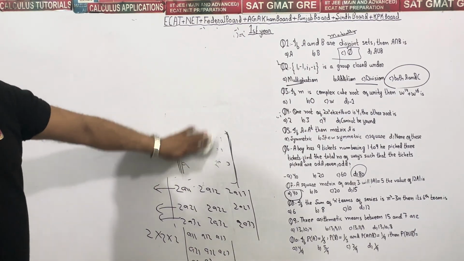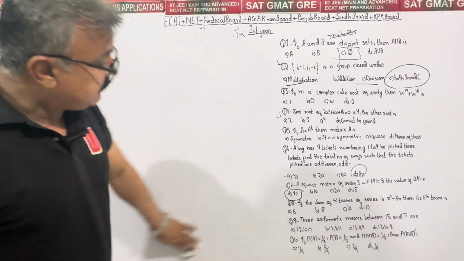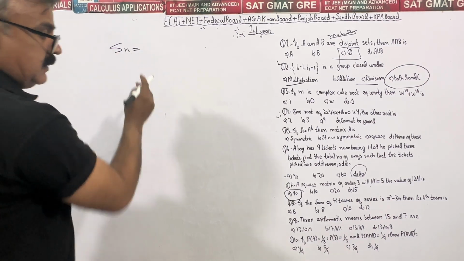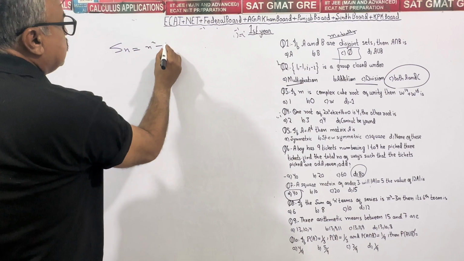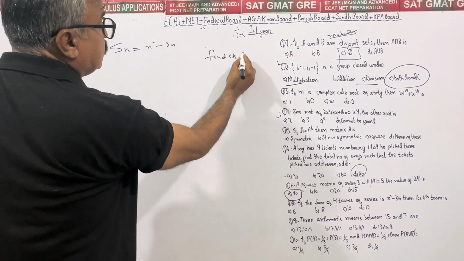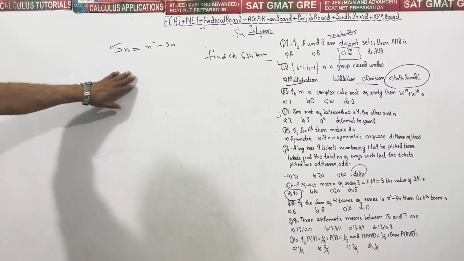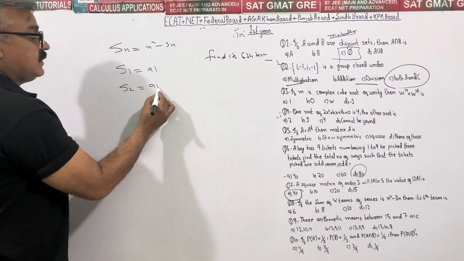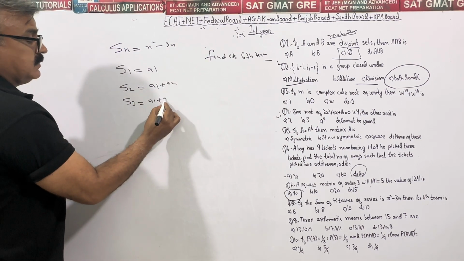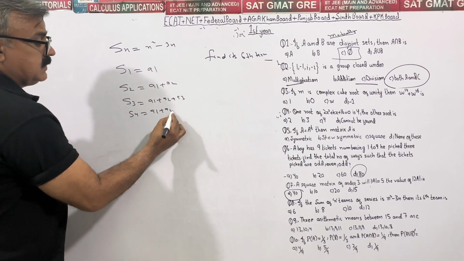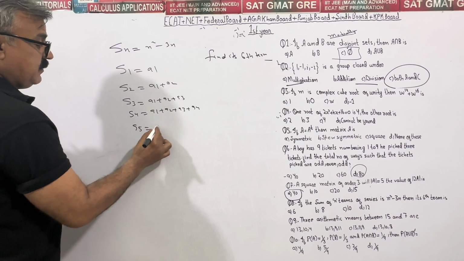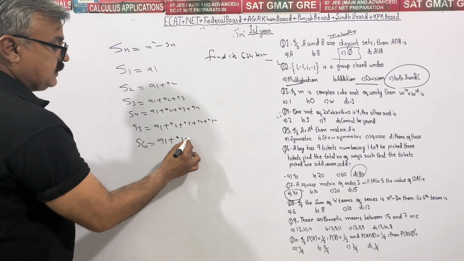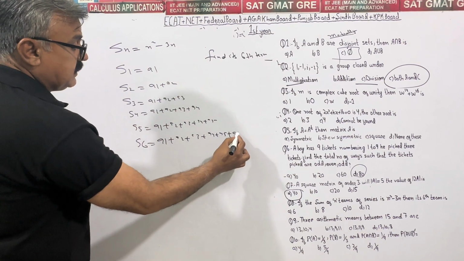Another good question from sequence and series. We have been given the sum of an AP and we are asked to find the 6th term. The sum of the series Sn is equal to n square minus 3n. Let's open up what the sum means. S1 means the sum of the first term, S2 the sum of the first 2 terms, S3 the sum of the first 3 terms, S4 the sum of the first 4 terms, S5 the sum of the first 5 terms. Similarly, S6 is A1, A2, A3, A4, A5 plus A6.